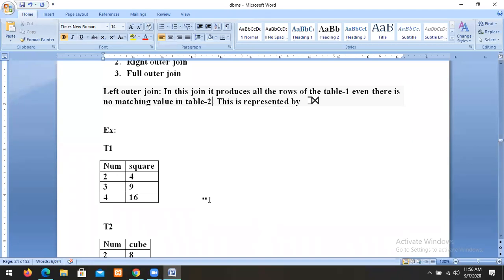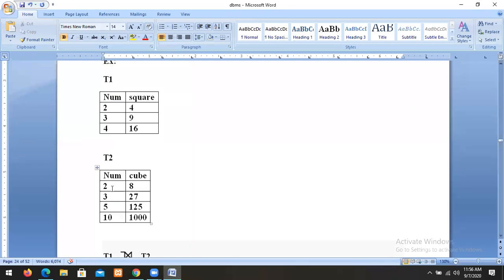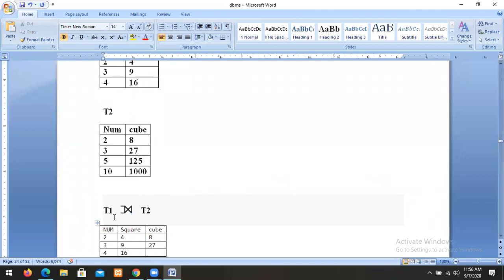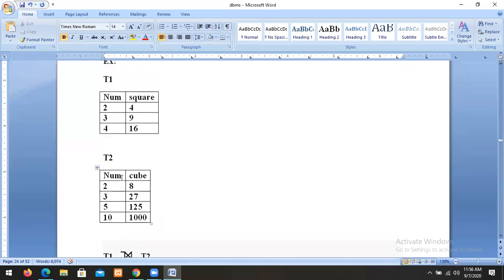Let us assume that there are two tables, T1 and T2. T1 has 2, 4, 3, 9, 4, 16. T2 has 2, 8, 3, 27, 5, 125, 10, 1000. Now T1 left outer join T2. Whenever you use T1 left outer join T2, it produces all the rows of the first table. What are all the rows of the first table? 2, 4, 3, 9, 4, 16.